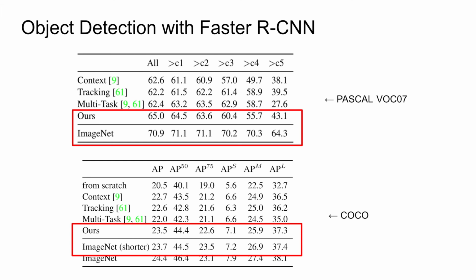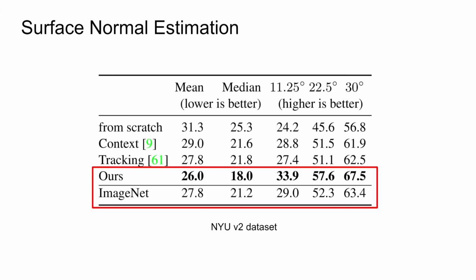They also tried using a Faster R-CNN, which, unlike Fast R-CNN, is a full end-to-end object detection network. Again, they have comparable results on Pascal VOC 2007 to pre-training on ImageNet, as well as on Microsoft COCO, which is a much more difficult image recognition dataset. Finally, they dabble in surface normal estimation, and they found that they actually improve performance on the NYU V2 dataset in comparison to pre-training on ImageNet.